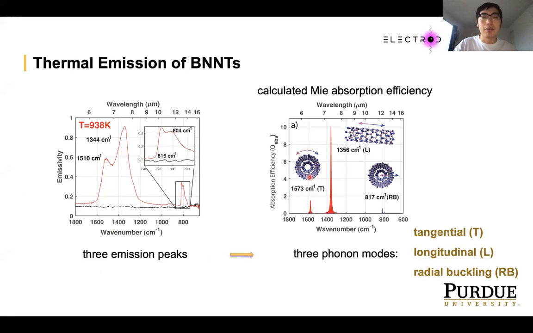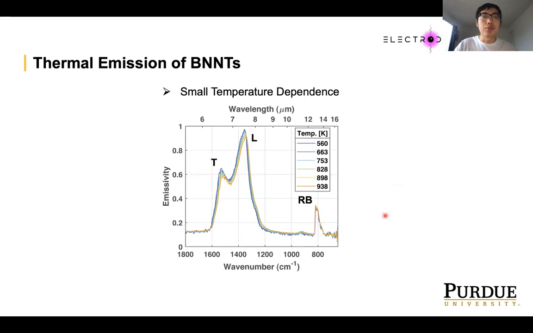We found that these three peaks correspond to the tangential, longitudinal, and radial buckling phonon modes in boron nitride nanotubes. And these three peaks can be very well predicted by the Mie-theory calculation of the absorption cross section. We also measured the temperature dependence of the thermal radiation spectrum, and we can see a very small red shift of the tangential and longitudinal modes in the thermal emission spectrum. We attribute this wavelength shift to the thermal expansion of the nanotubes.